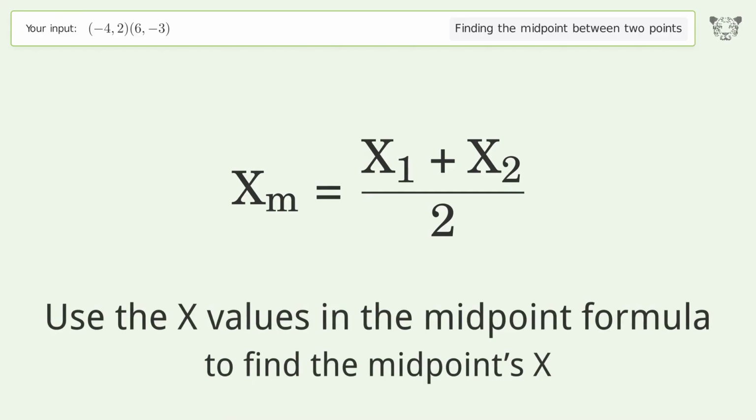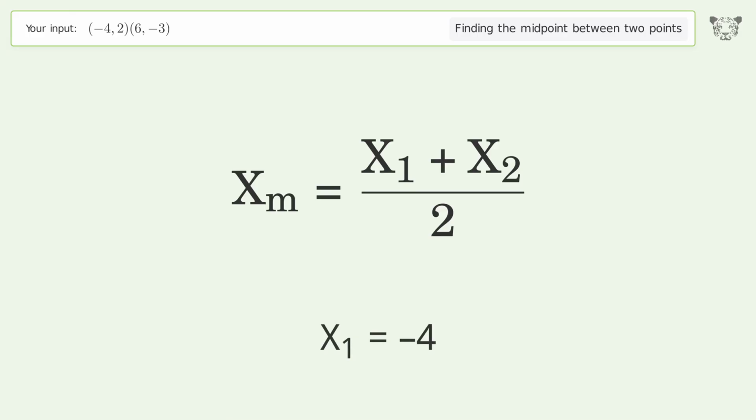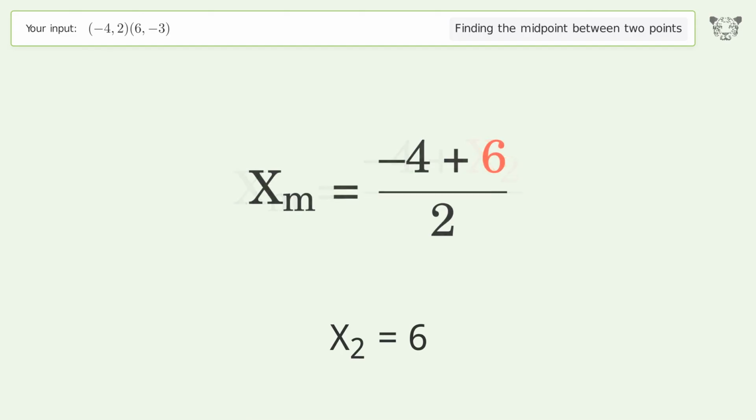Use the x values in the midpoint formula to find the midpoints x. x1 equals -4. x2 equals 6. Simplify the arithmetic.